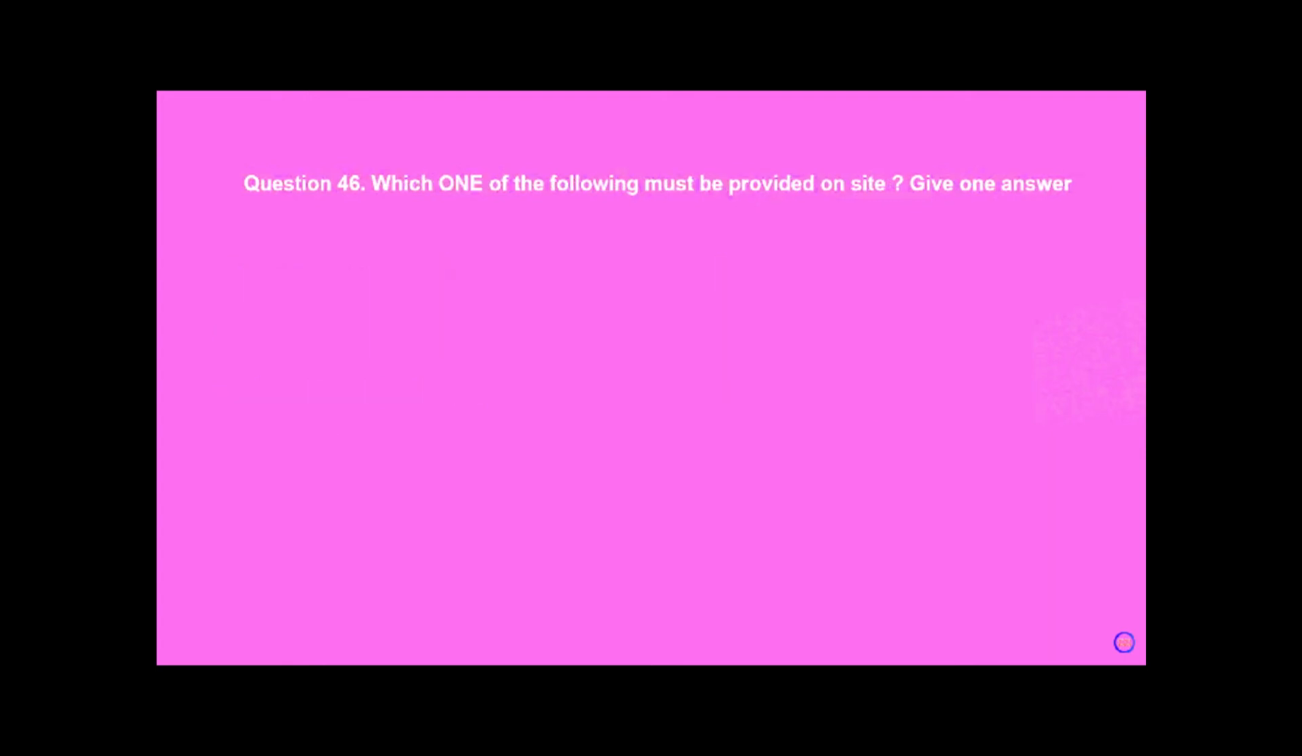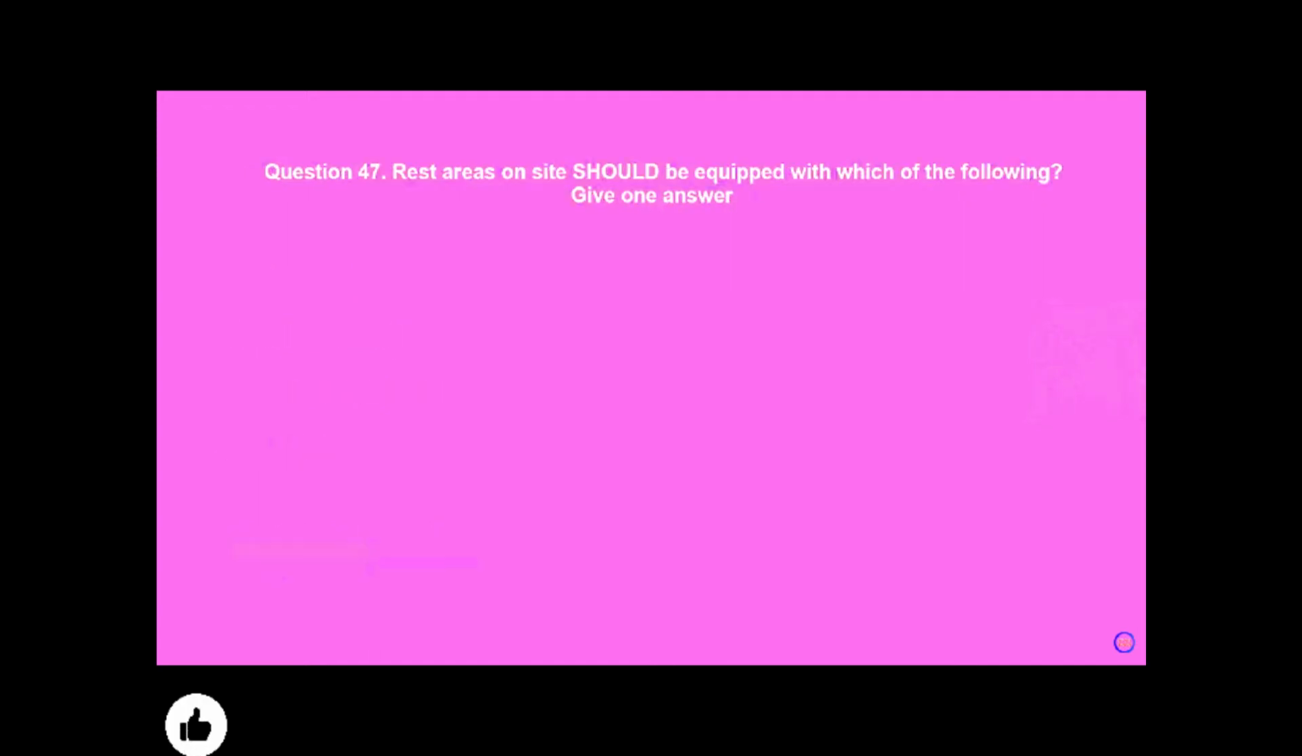Question 46. Which one of the following must be provided on site? Give one answer. A. Breakfast. B. Drinking water. C. Free transport home. D. Snacks. The correct answer is B. Drinking water.